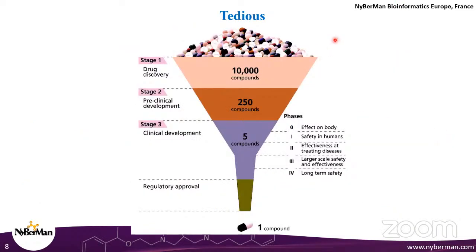And apart from that, the drug discovery process is also tedious, as I said. For example, let us start with 10,000 compounds in phase 1 of the drug discovery process. It will end up in 250 compounds in preclinical development. And moving on, in stage 3, it will be like 5 compounds, right? 10,000 to 5 compounds.